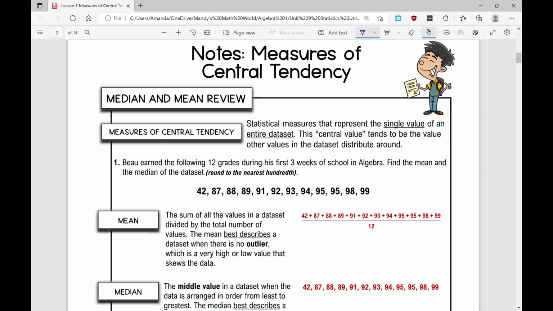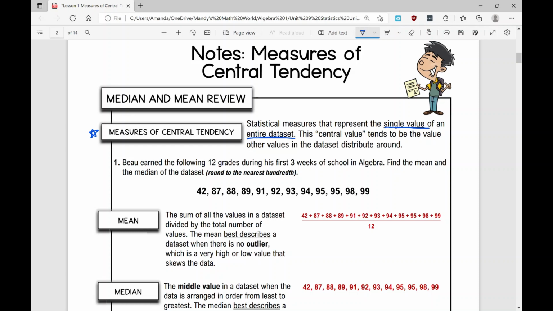Let's get started on today's notes over measures of central tendency, and we're going to be focusing on finding the median and the mean of a set of data. So first, let's review what is a measure of central tendency. They're statistical measures that represent the single value of an entire data set.